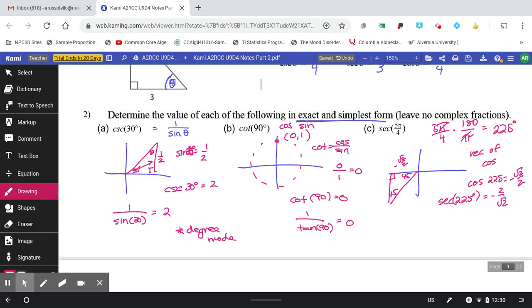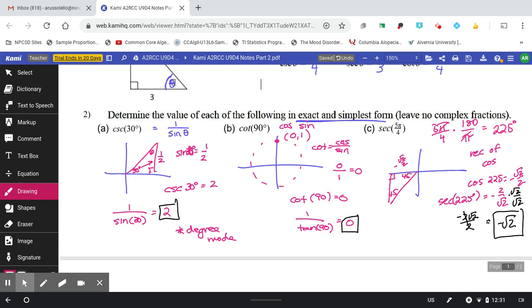But we can't leave it that way, right? Because we need to make sure that we rationalize the denominator. So when we multiply that across, we get negative 2 radical 2 over 2. The 2's cancel out, so the final answer is negative square root 2. And these are the final answers here.